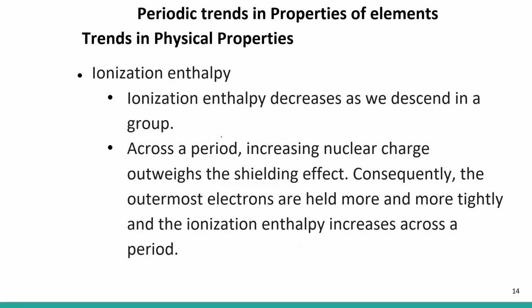Similarly, as we move down a group, the ionization enthalpy decreases. It is simple, because the radii is getting increased. The electron is experiencing less effective nuclear charge, and we will require a smaller amount of energy to remove the electron. So this same thing is mentioned here.